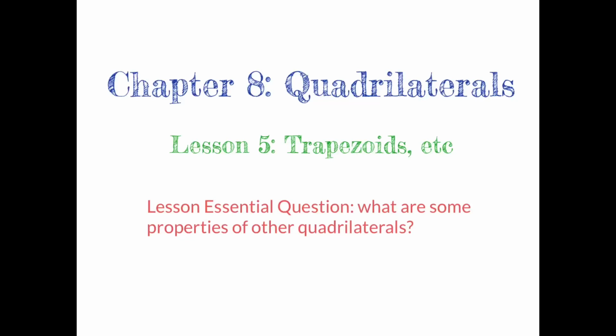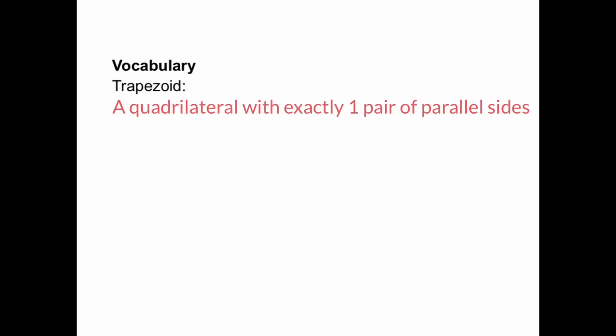Welcome to the video for Chapter 8, Quadrilaterals, Lesson 5, Trapezoids, etc. Really, the etc. part is going to be in an additional kite video. So we're going to be answering what are some properties of other quadrilaterals. Specifically focusing on the trapezoid, the definition of the trapezoid is a quadrilateral with exactly one pair of parallel sides.